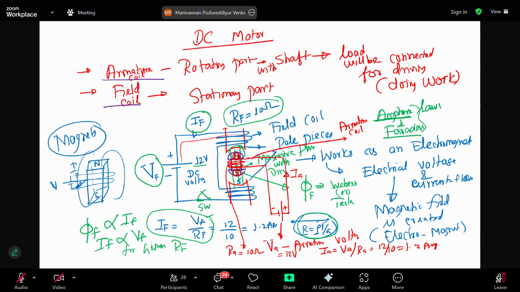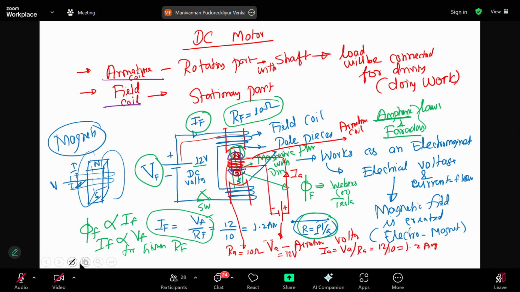Now, what you see here is that I have two electromagnets. One is called the field magnet, the other one is called the armature magnet. Both magnets will be active only when voltage is supplied. That's why they are called electromagnets. It is not a permanent magnet. If I supply electrical voltage, there's a current flow, and both coils produce magnetic flux. One produces phi F, the other one produces phi A. This is producing phi A.